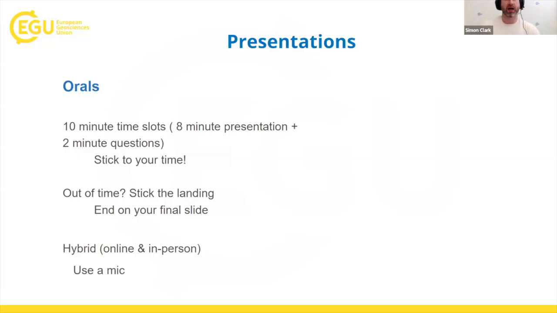Also note these are hybrid conferences, especially with General Assembly, which means basically use your microphone. A lot of people think they can just talk really loudly to the audience, but it kind of ignores three things. Firstly, people will be watching online and they need you to speak into a microphone or they'll be unable to hear what's going on.